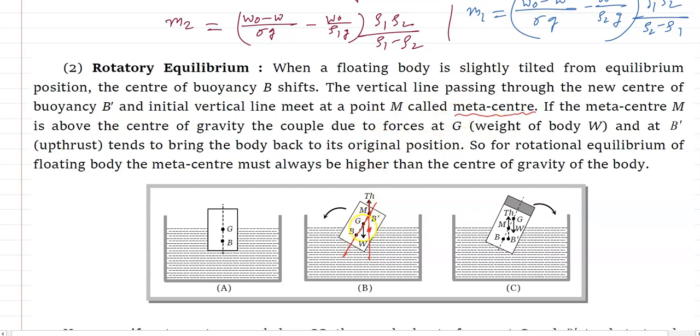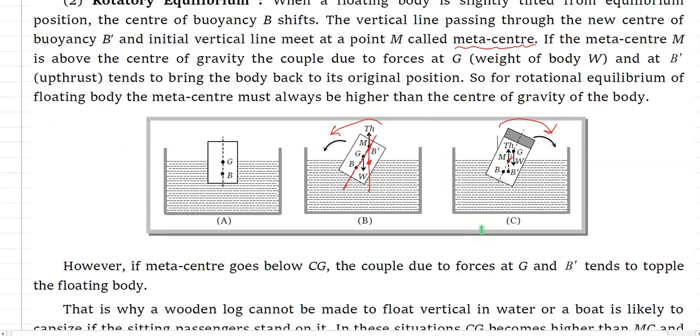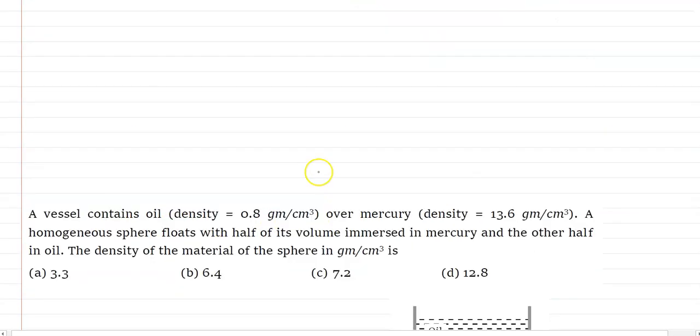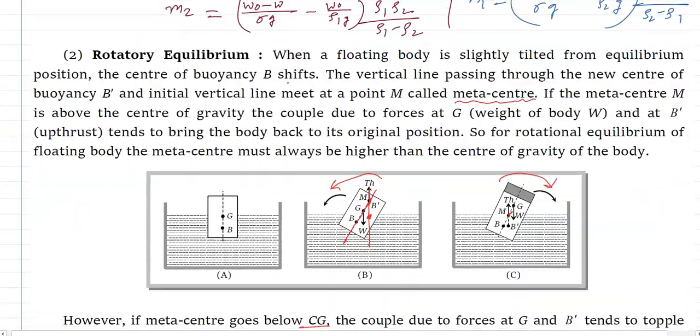If the metacenter is above the center of gravity, then the body will return to its initial condition, that means the body tends to come back to its original position. But if the metacenter goes below the center of gravity, then the body will topple. That's why a wooden log cannot be made to float vertically in water, or a boat is likely to capsize if a sitting passenger stands up. This is all about the Archimedes principles.